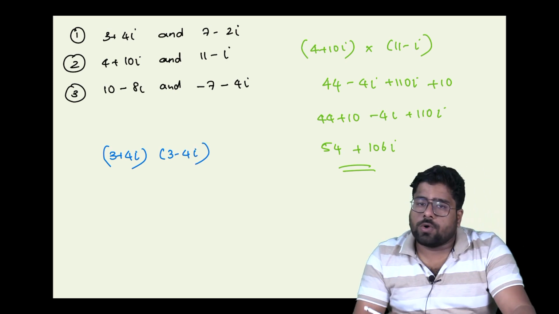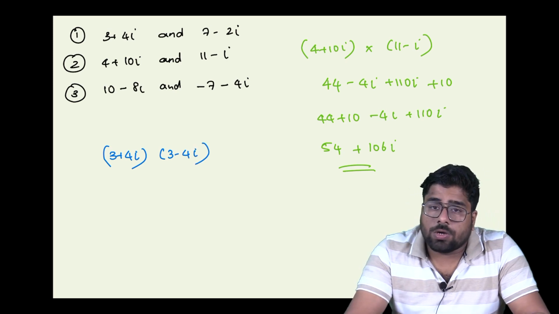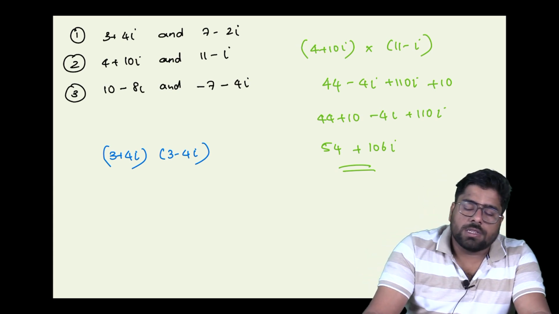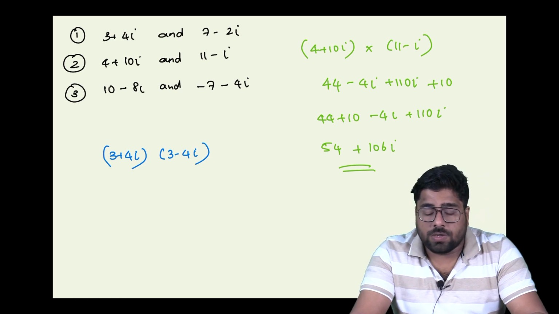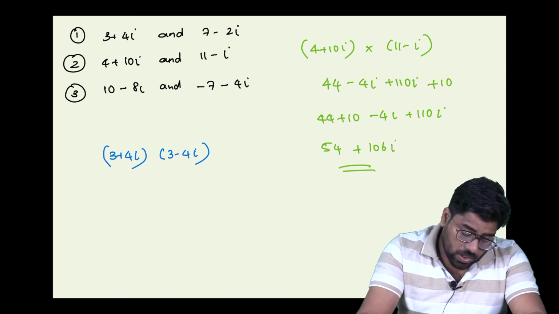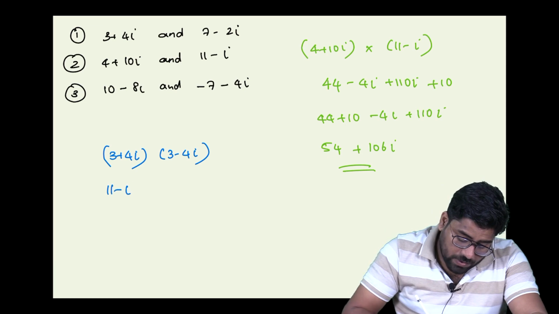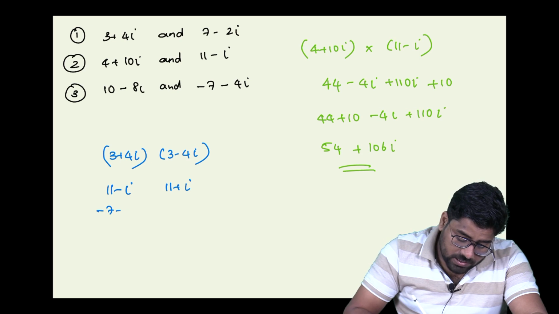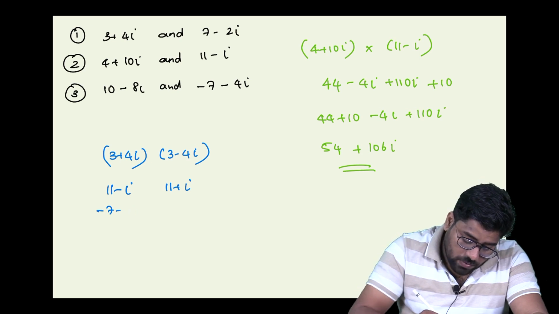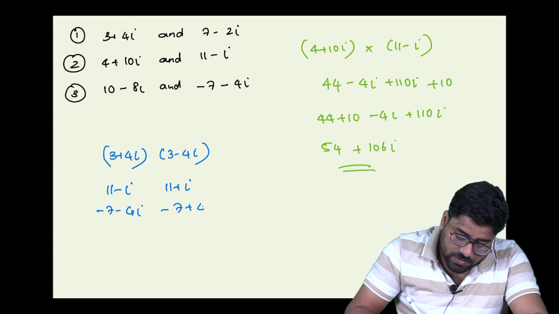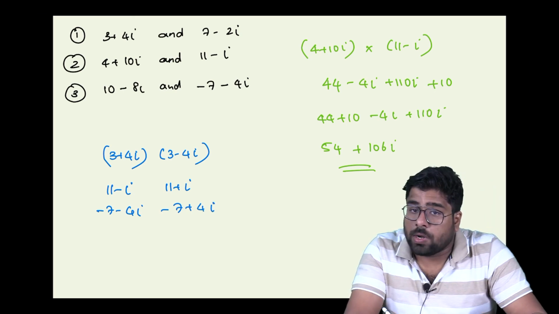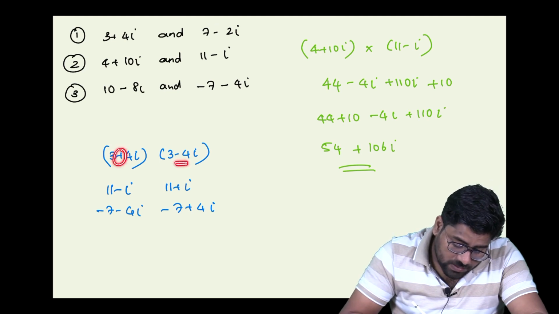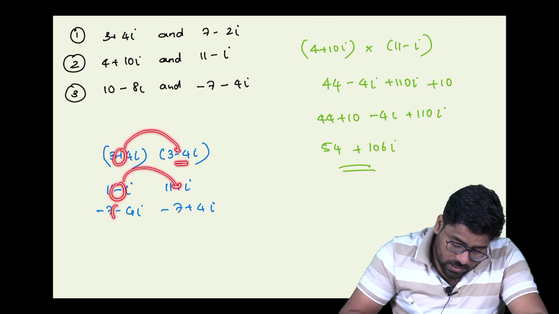What is a conjugate? I hope you all know. In a conjugate, you just change the sign of the second term without affecting the first term at all. So what is the conjugate of 3 plus 4i? It is going to be 3 minus 4i. The conjugate of 11 minus i is 11 plus i. The conjugate of minus 7 minus 4i is minus 7 plus 4i. You can see that the change happens only in the sign of the imaginary part.